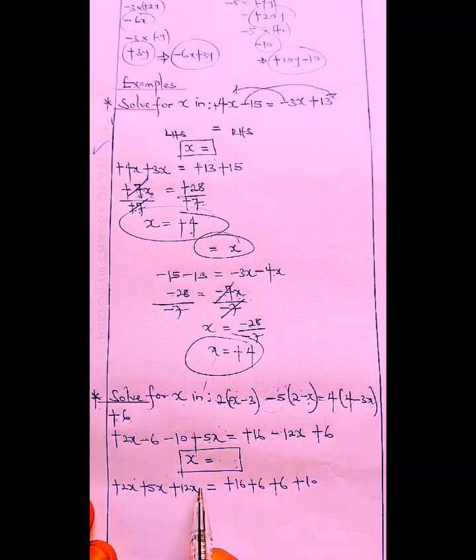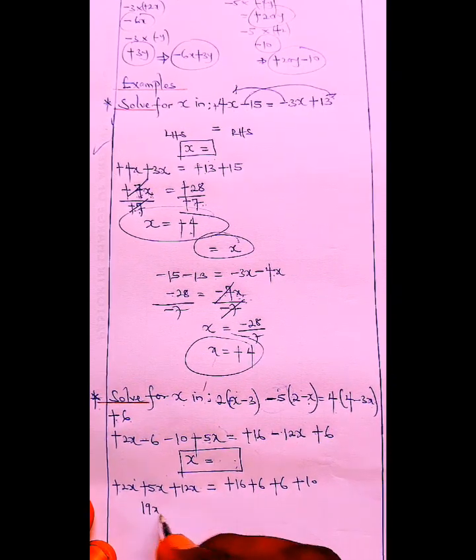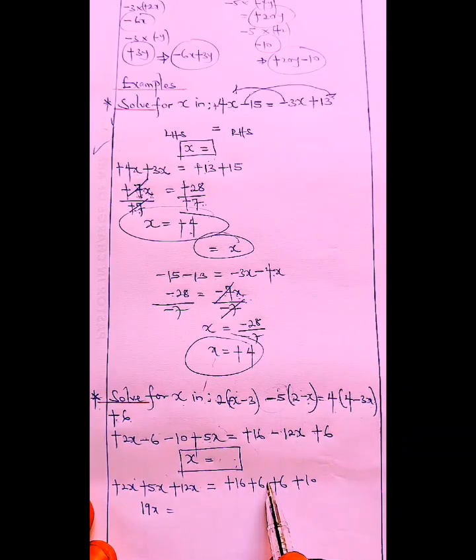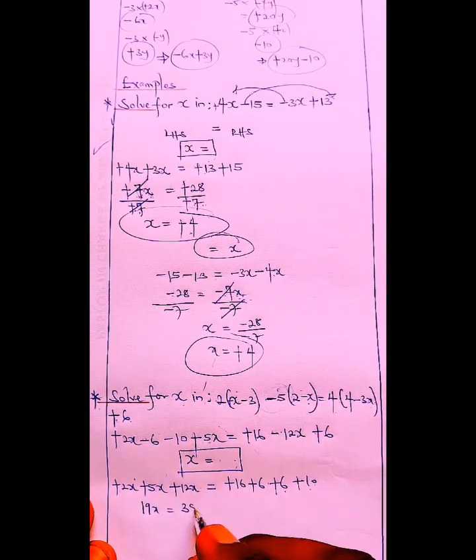x is power 1, so we can combine the coefficients directly. So 2 plus 5 is 7. 7 plus 12 is 19x. Then 16 plus 6 is 22, 22 plus 6 is 28, 28 plus 10 is 38.